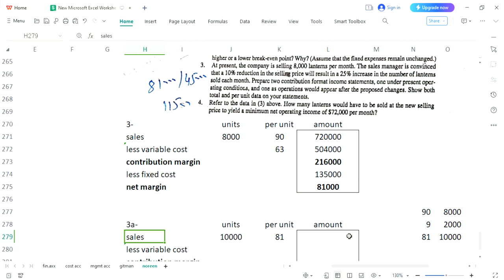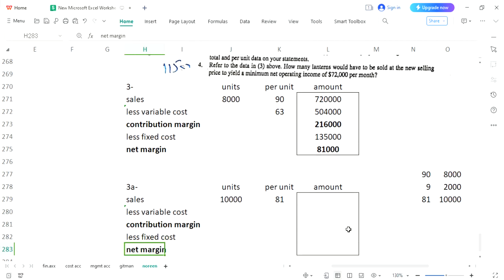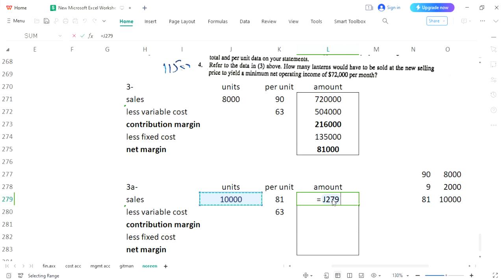Alright, now come over here. We can now complete our statement. Your variable cost per unit is already given. You can use it. As there is no change in cost, you are just changing the sale price. There is no change in your cost price, so you will write the same cost price over here. It's time to calculate our amount. How would you calculate amount? By multiplying units into per unit. Selling units are 10,000 and per unit sale price is 81. In this way, you will calculate your sale price.